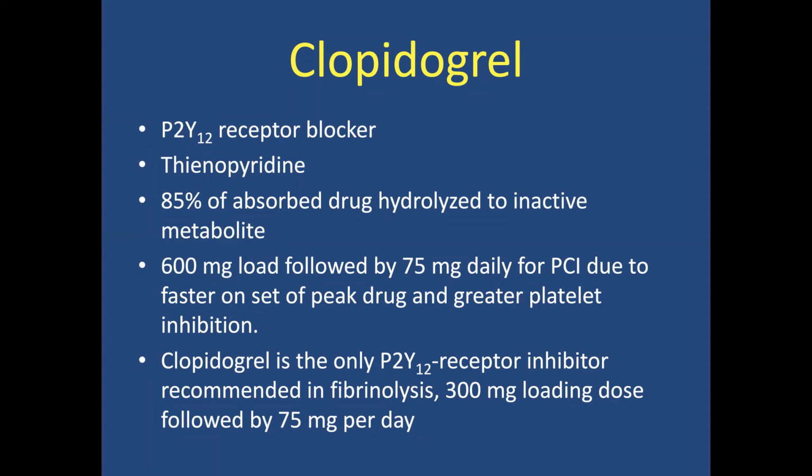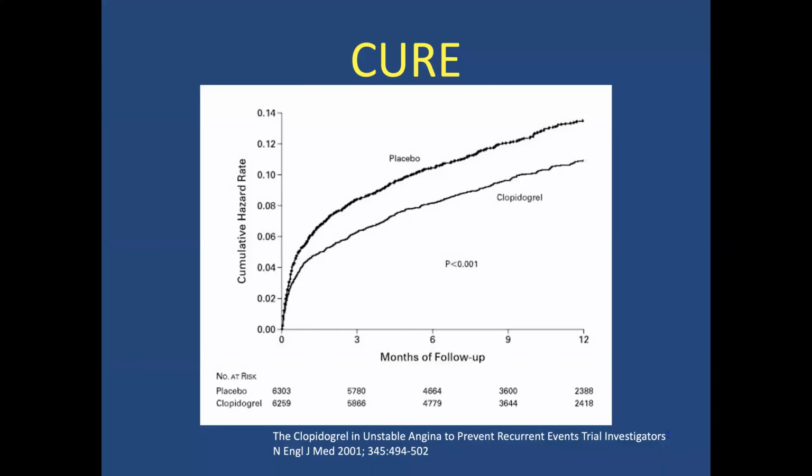So the basis for using clopidogrel is the CURE trial. So this was patients with unstable angina, the majority of whom underwent PCI, and those patients were treated with placebo, but as I mentioned before, were on aspirin and then were given clopidogrel in addition to aspirin, and there was a 20% relative risk reduction in the rate of vascular events with clopidogrel. So this is the initial study, which is the basis for our use of clopidogrel in the treatment of coronary artery disease and post-PCI.